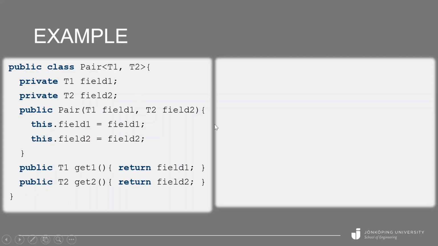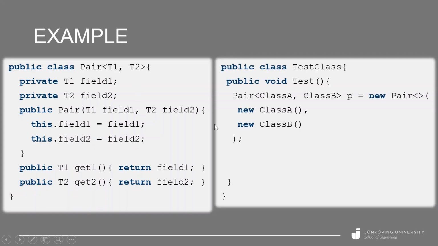If you then want to make use of this class, then over here you create a new instance of the class, and here we specify that the type of the first one should be an instance of class A and the type of the second one should be an instance of class B. Then here we can write p.get1 to get the instance of the first one, and we can write p.get2 to get the instance of the second one.